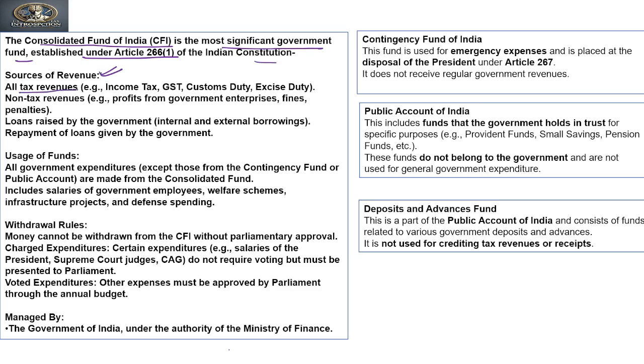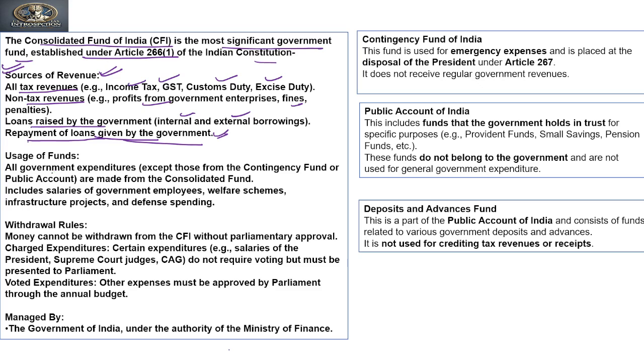All tax revenues, that is income tax, GST, customs duty, excise duties; non-tax revenue, that is profit from government enterprises, fines, penalties; loans raised by the government, internal and external; and repayment of loans given by the government. Suppose the Indian government has given a loan to a state, then the interest on that loan or the payment on full recovery of that loan will also be credited into the Consolidated Fund of India. So these are the sources of the Consolidated Fund of India.